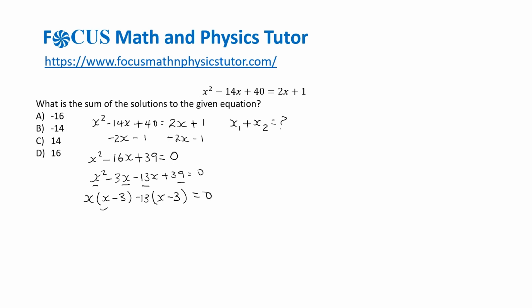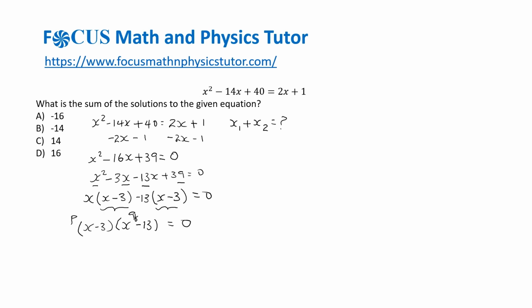Now notice here we have x minus 3 on both terms, so we can take out x minus 3. x times x minus 3 divided by x minus 3 is x. What about here? We have minus 13, so minus 13 times x minus 3 divided by x minus 3 is minus 13. This is equal to 0. So we have two numbers. If you call this P and this one Q, for this equation to be true, either P or Q must be equal to 0.